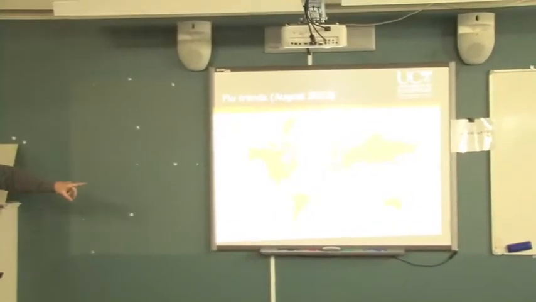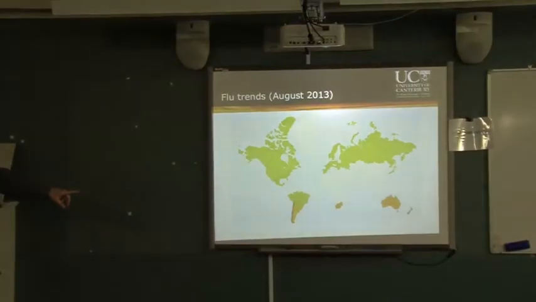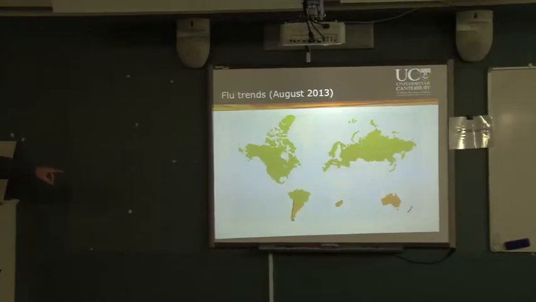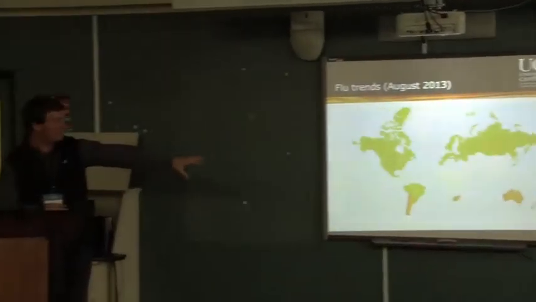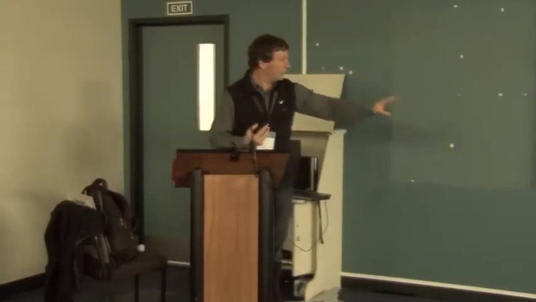This is a map that I grabbed yesterday of people making queries about flu symptoms on Google. And you can see that it's kind of yellow down in the southern hemisphere and green up in the northern one. Yellow means there's a lot of people asking about temperatures and fevers and things like that. And New Zealand is actually quite strong at the moment. And that is the Google Flu Trends map.